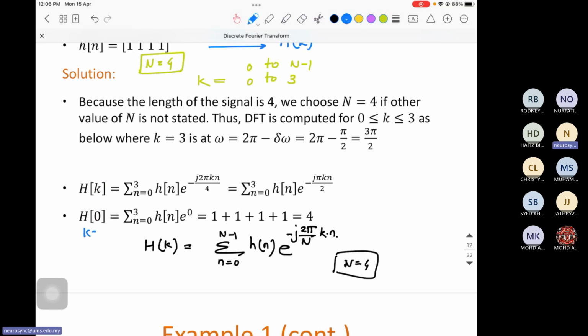So here k equal to 0. If I put k equal to 0, this is h of n, e to the power 0. And again, we need to do the summation over here. So if you vary n from 0 to 3 and add up all this, this is anyway 1.